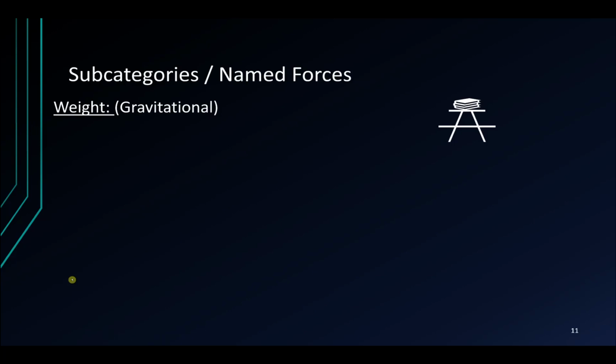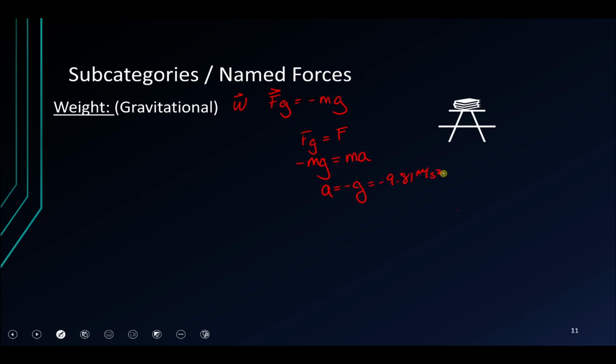So now we have our first force. Sometimes you'll see it written as weight. Sometimes you'll see it written as the force due to gravity. Either one of those is correct, and which one is used depends on the textbook. And this weight, whenever we turn it into the vector force, is negative mg. This is because the force of gravity is a force, so negative mg is equal to mass times acceleration. Acceleration equals negative g, or negative 9.81 meters per second squared.